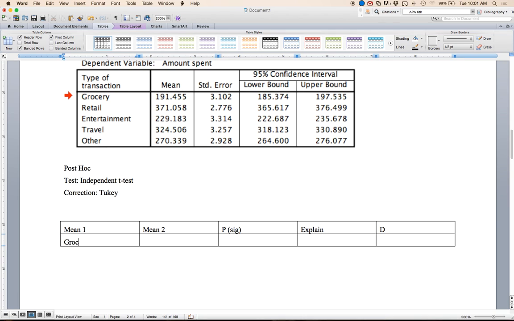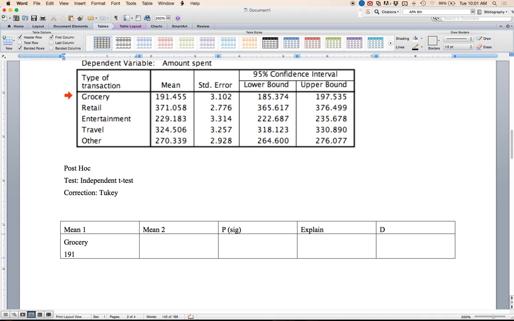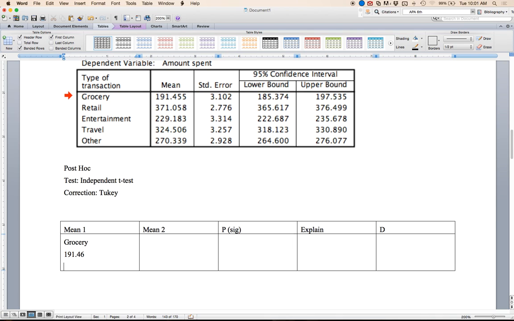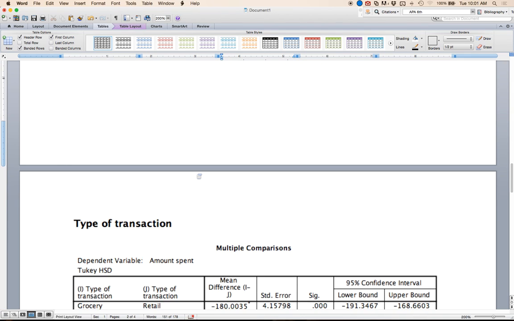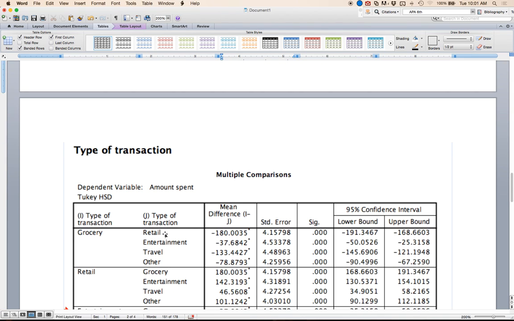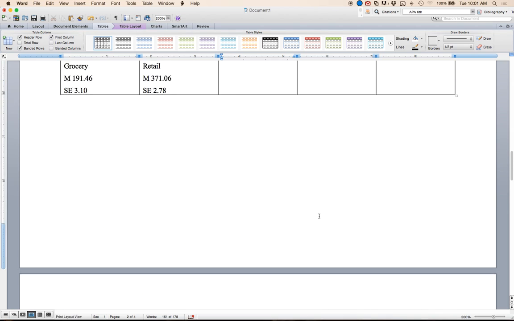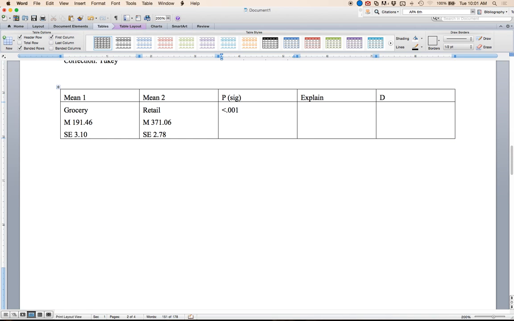I want to do grocery, which is 191.46. The standard error here is 3.010. So mean and SE, so I can remember here in a minute. Then I could compare that to retail, which has a mean of 371.06 and an SE of 2.78. So I would scroll down and look at my Tukey tests. I've got grocery versus retail. The p-value is 0.000, so I would say it's less than 0.01.